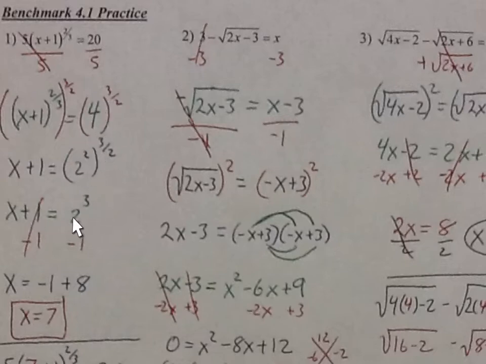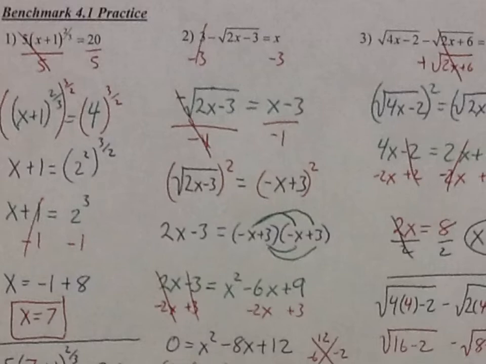Now, I want to now solve this. So I'm going to get x by itself, so minus the 1 over. When I minus the 1 over, I now have negative 1 plus 8. Where did 8 come from? Well, 2 cubed. 2 times 2 times 2 is 8. And negative 1 plus 8 is 7. So that is my answer.